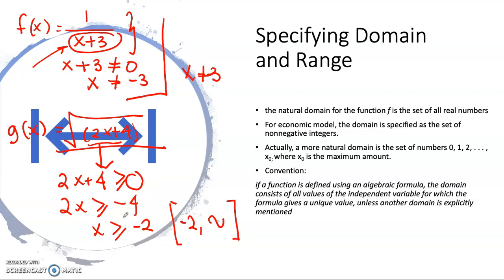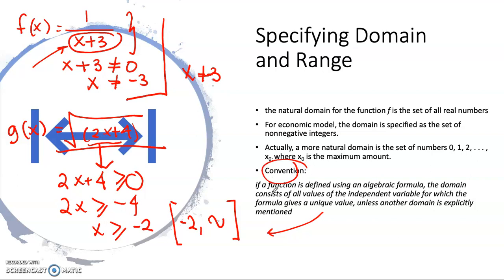Because if x is less than minus 2, let's say minus 3, then 2 times minus 3 is minus 6, plus 4 is minus 2. Square root of minus 2 doesn't have any result. Or a much smaller number, let's say minus 100, 2 times minus 100 is minus 200, plus 4 is minus 196. Square root of minus 196, no result. So that's how we define this convention.